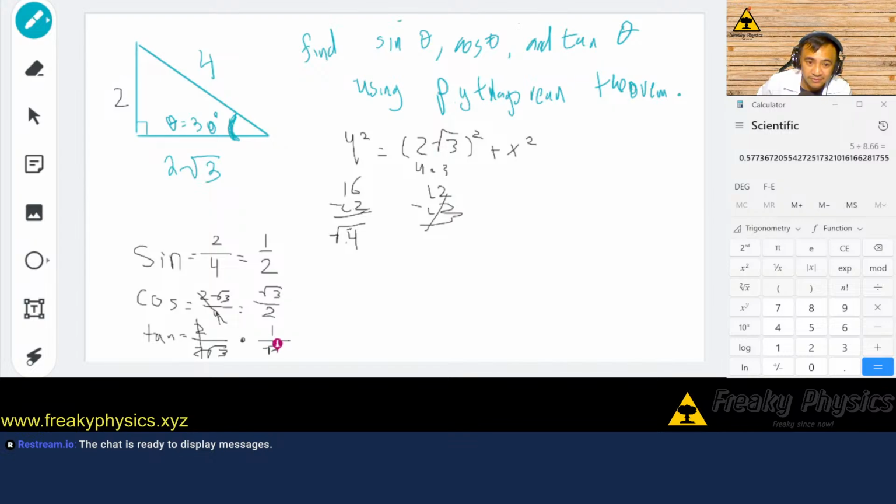Now, how do you remove that square root from the denominator? You multiply both sides by square root of 3. Why? Because square root of 3 squared gives you just 3 in the denominator, right? So the next thing you do is you multiply 1 and square root of 3. It's going to give you square root of 3.